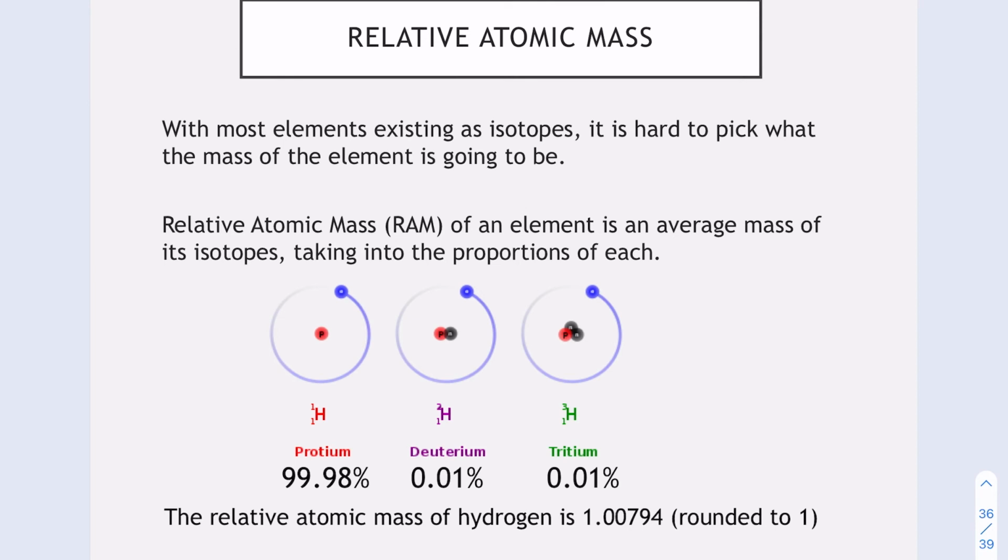So if I asked you to calculate the mass number of hydrogen, sometimes it becomes quite difficult to know which one I mean, because we have 3 different isotopes. Now to make that a little bit easier for us, we use what's called the relative atomic mass. The relative atomic mass is the average mass of all the isotopes, taking into account the proportion of each. For example, if we have a look down below, we've got hydrogen with the different percentages of each isotope. So the relative atomic mass of hydrogen is 1.00794, so we just round that to 1.